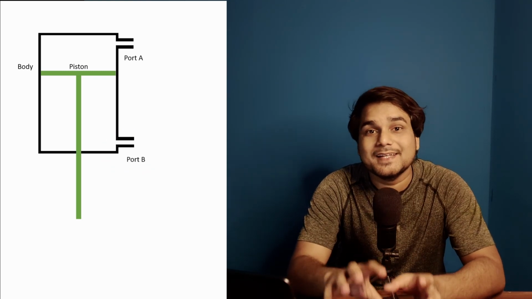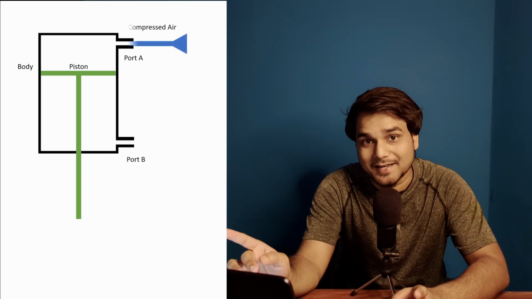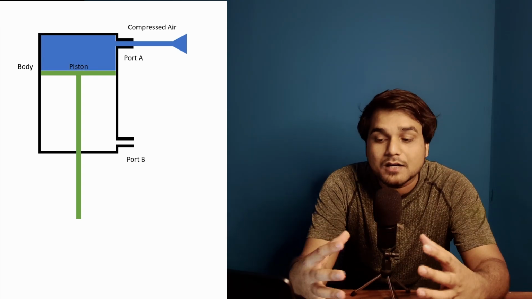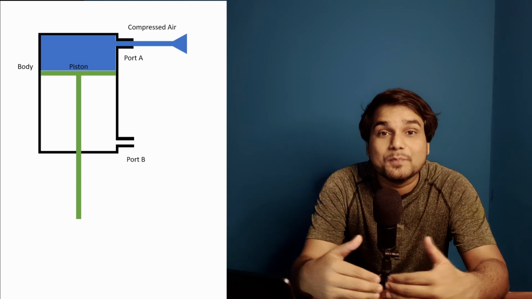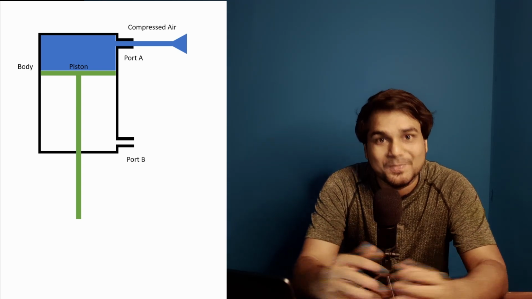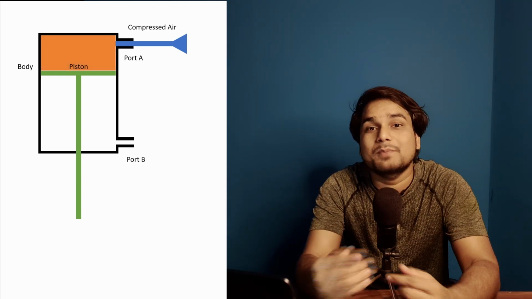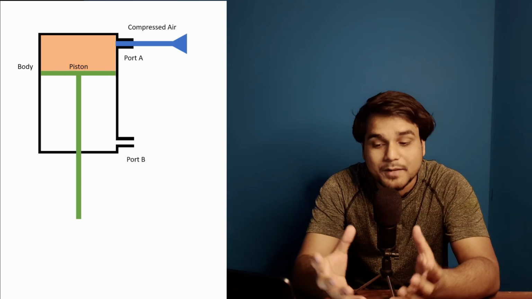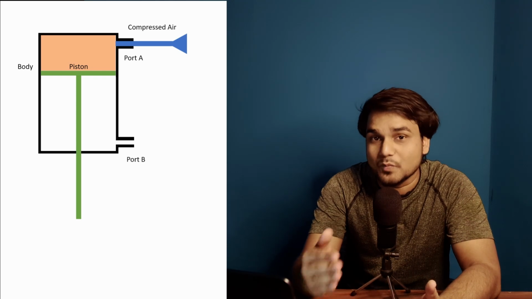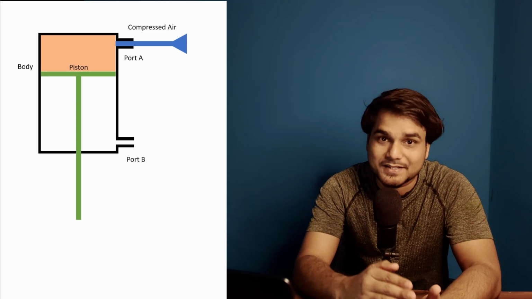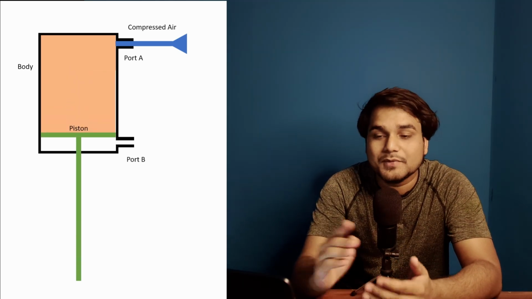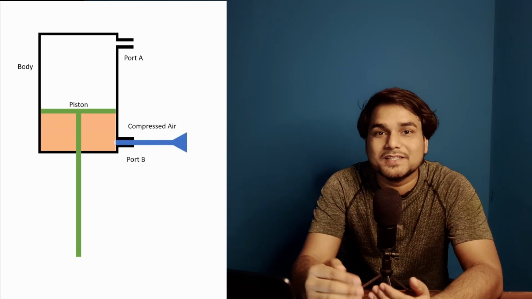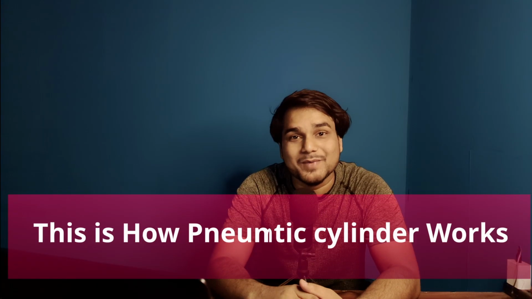So when we connect the pneumatic cylinder port A with the compressed air, it will start filling the pneumatic cylinder at the top, and because the air is compressed, it has a potential energy to expand. The air will start expanding. It will apply the same amount of the pressure all around the chamber. But the pneumatic body part is rigid and piston is movable, so it will start pushing the piston downward. And in the same way, if we will connect the compressed air with the port B, it will start pushing the piston upward. And this is how a pneumatic cylinder works.